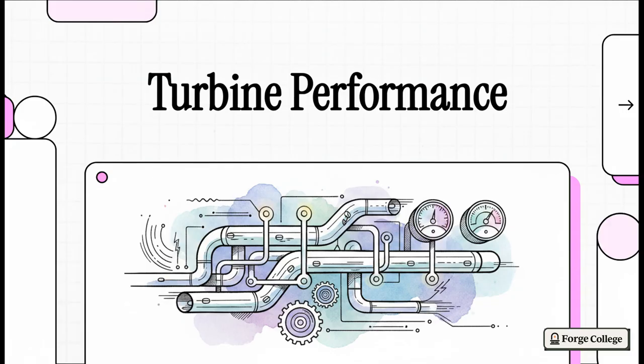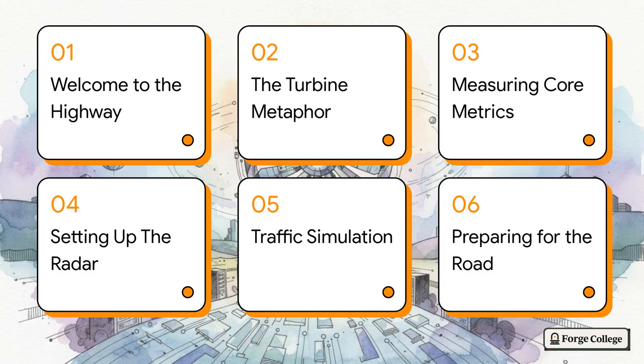Let's get into it. Here is our roadmap for today. First, welcome to the highway. Then, the turbine traffic metaphor, followed by measuring core network metrics. After that, setting up the radar, running a traffic simulation, and finally, preparing for the road.